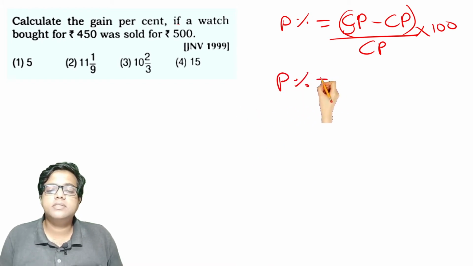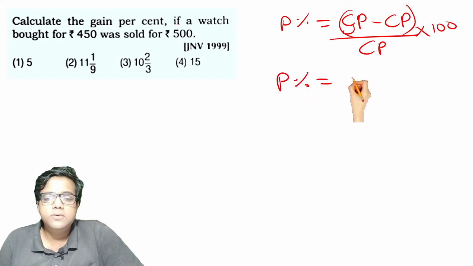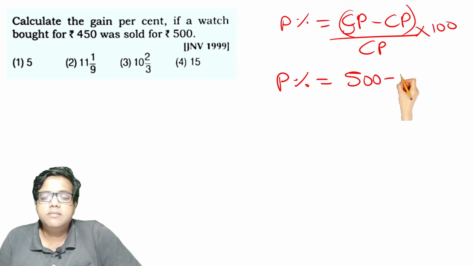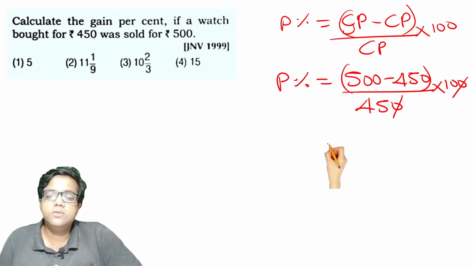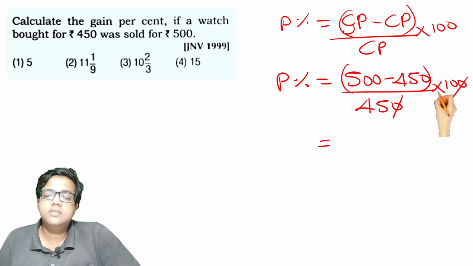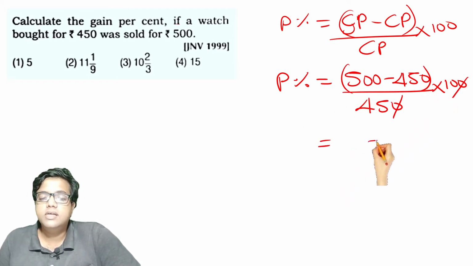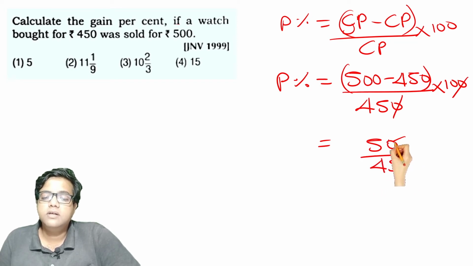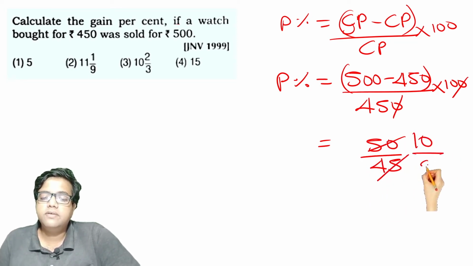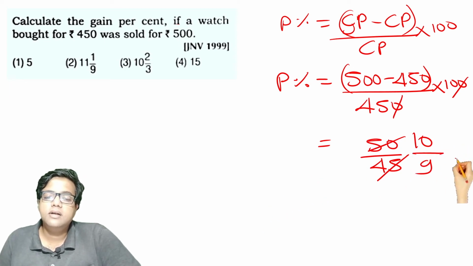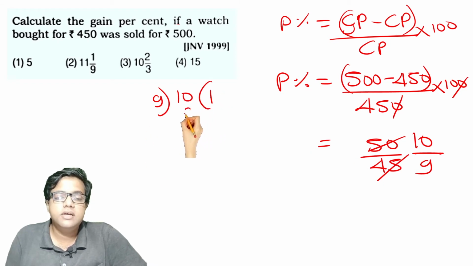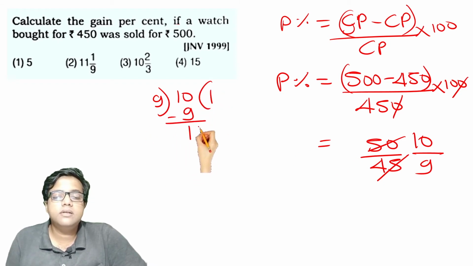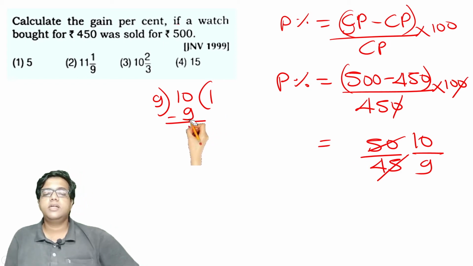So therefore gain percent or the profit percent is equal to the selling price is 500 minus cost price is 450 by cost price is 450 into 100. Okay, 1010 goes away. So 500 minus 450 is equal to 50 by 45. 5 tens are 50, 5 nines are 45, 10 by 9. So 10 divided by 9. We need it in mixed fraction. 9 ones are 9. We leave it with 1, 0. We don't have to go for decimals.